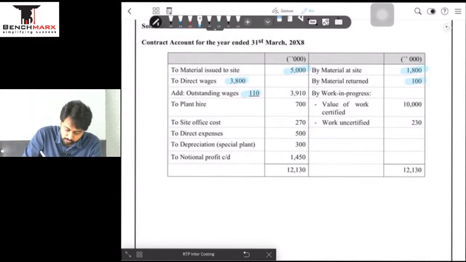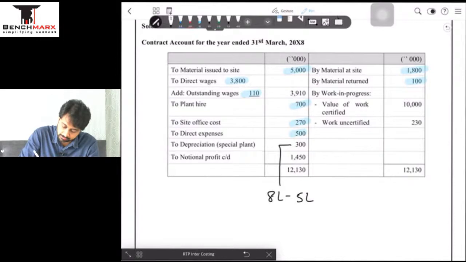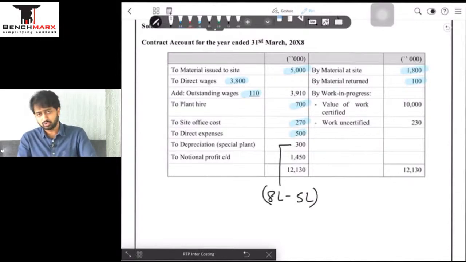Then plant hire is obviously a cost given directly in the details to us. Site office cost is again directly given to us, no problem. Expense is given to us. Depreciation of the plant, this amount of 3 is coming from 8 lakh cost minus 5 lakh WDV. The net figure of 3 lakh in thousands, I think 300 should come in the debit side.